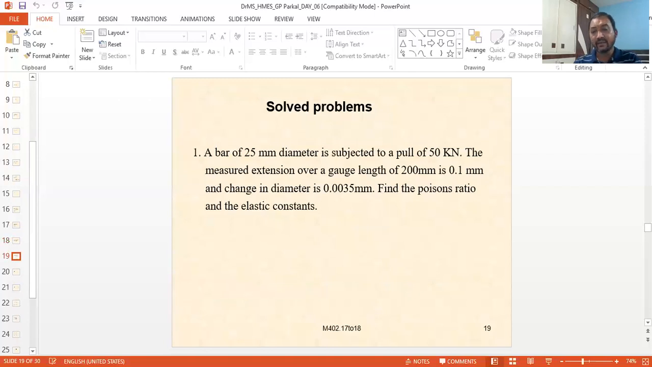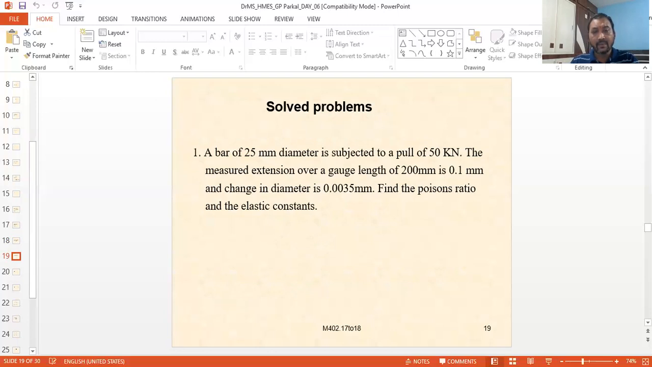Now we are going to have a problem on this one, to have an idea about the elastic constants and the Poisson's ratio. Now we'll write down the problem and we'll solve it.